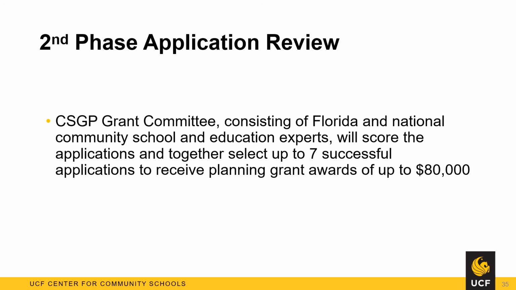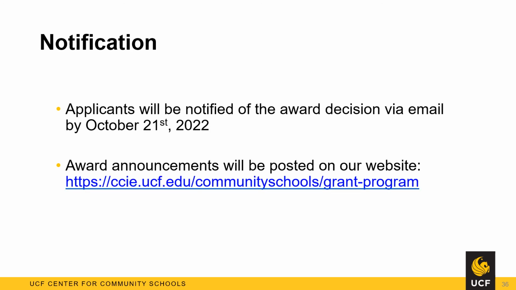All complete and timely applications from Phase 1 move to Phase 2 of the application review process. The Community School Grant Program Grants Committee, consisting of Florida and national community school and education experts, will score the applications and together select up to 7 successful applications to receive planning grant awards of up to $80,000 each. Notification. Applicants will be notified of the award decision via email by October 21st, 2022. Award announcements will also be posted to our website.